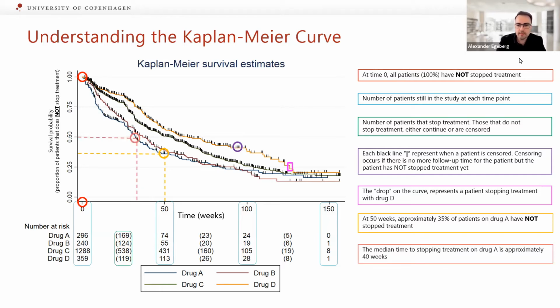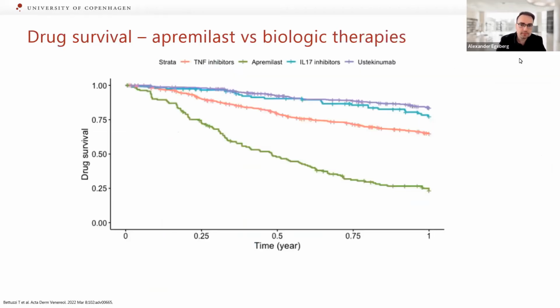We can also estimate the median time to discontinuation, and that means the time when 50% of the patients have stopped therapy. And we can see on the curve here that it's around 40 weeks. That's the median time to discontinuation on drug A. So this is a brief explanation of a Kaplan-Meier curve. So let's look at some real data.